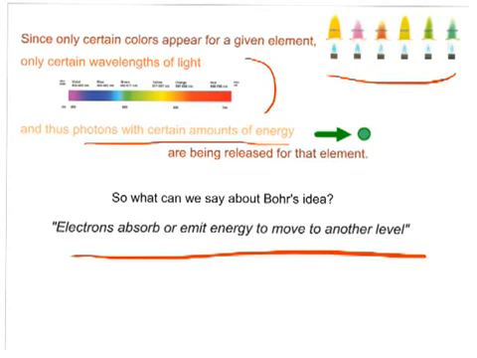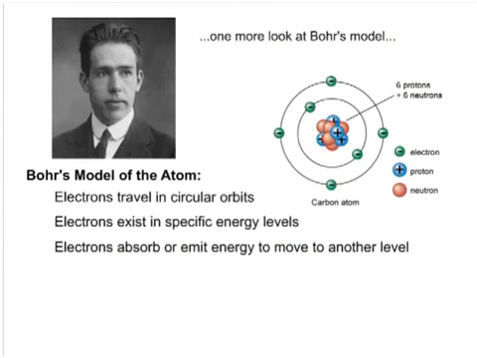We will have a chance today or maybe tomorrow, depending on when you're watching this, to be able to do our own little experiment and see some of this evidence for ourselves. So one more look at Bohr's model. Bohr's model of the atom, that electrons travel in circular orbits, exist in specific energy levels, and absorb or emit energy to move to another level.